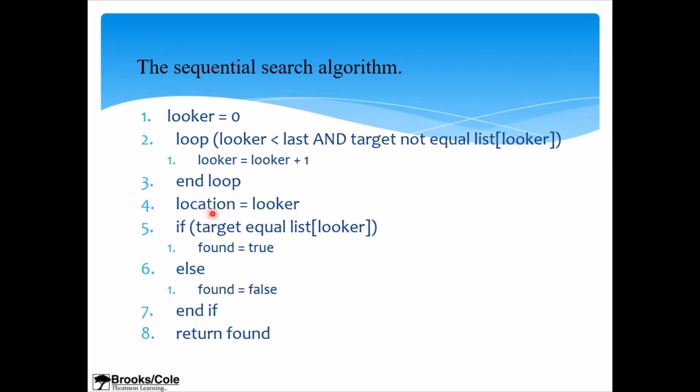Here, we assign the value as location. Then again, we have the conditional statement. If the target is equal to the element inside the array, we assign found equals true. That means we found the element at this particular position. Otherwise, found equals false, meaning we did not get the target. It means that we are going to display that the target is not found in the list.